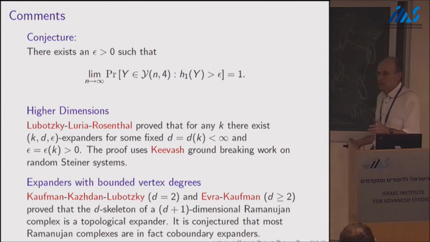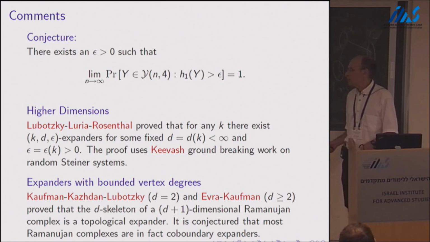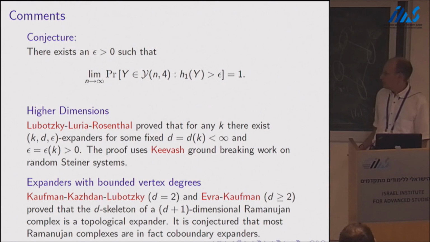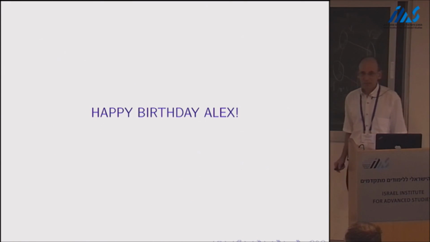Now, a topological expander is something which is weaker than a cohomological expander, but it gets close. And I think they conjecture that most Ramanujan complexes are also coboundary expanders. Happy day.